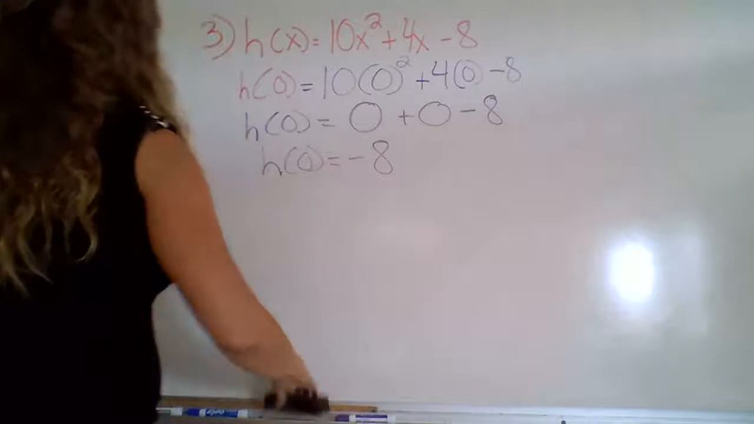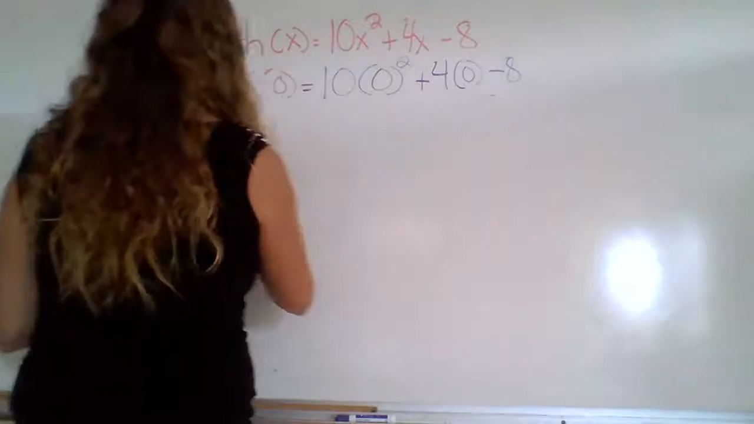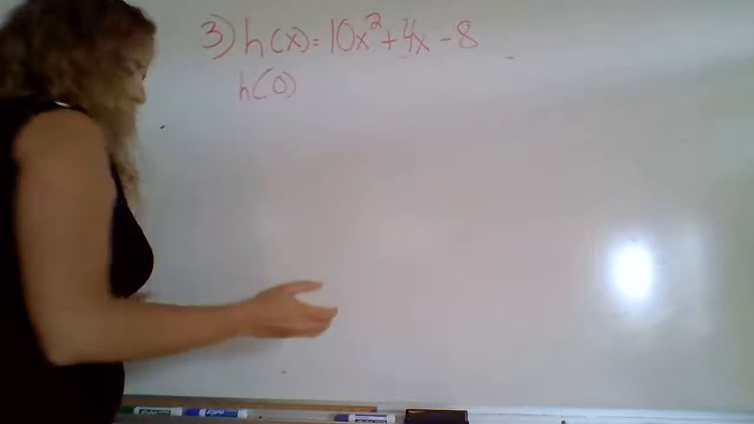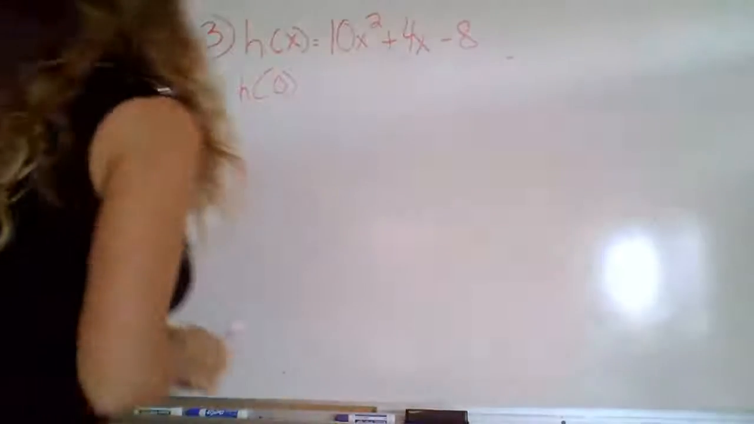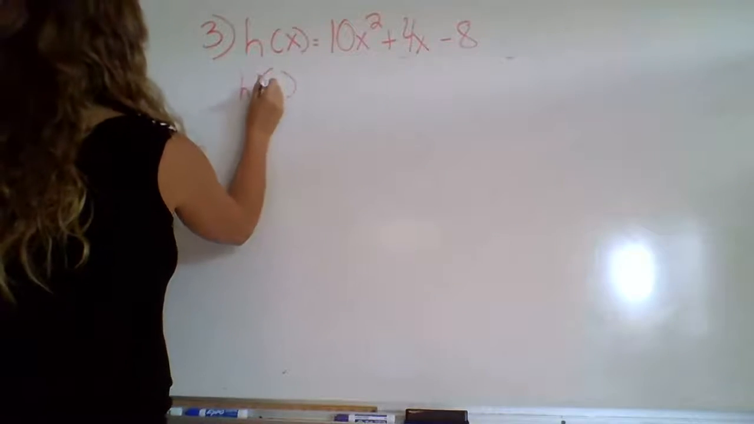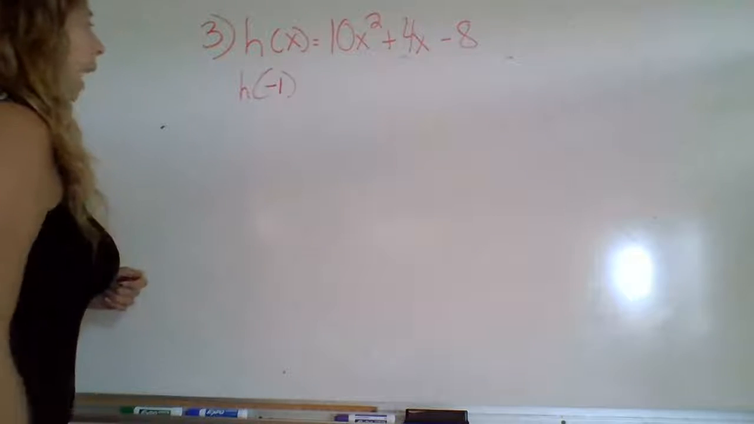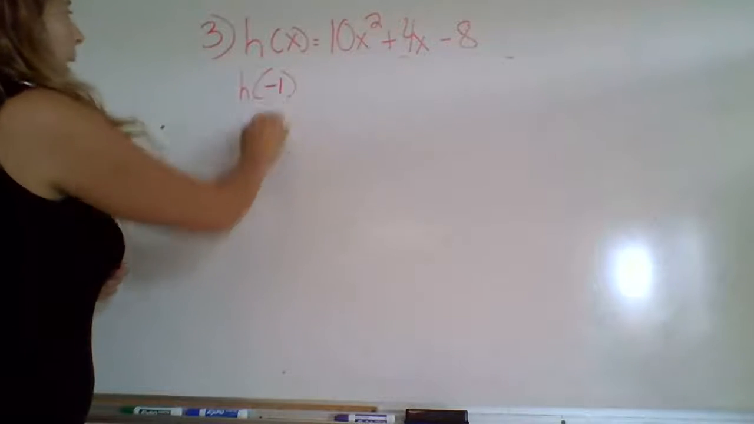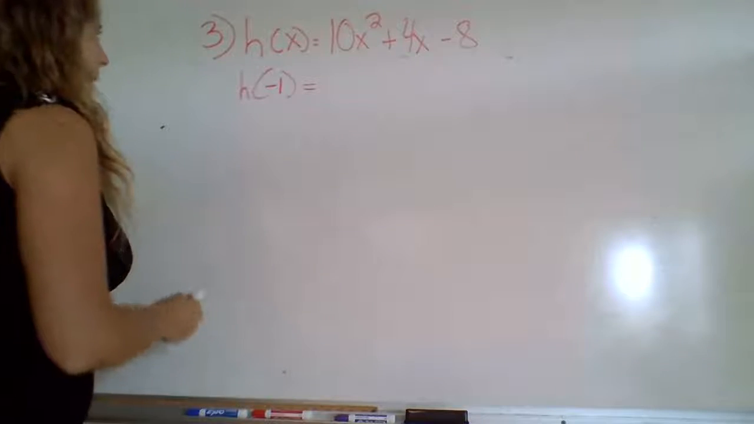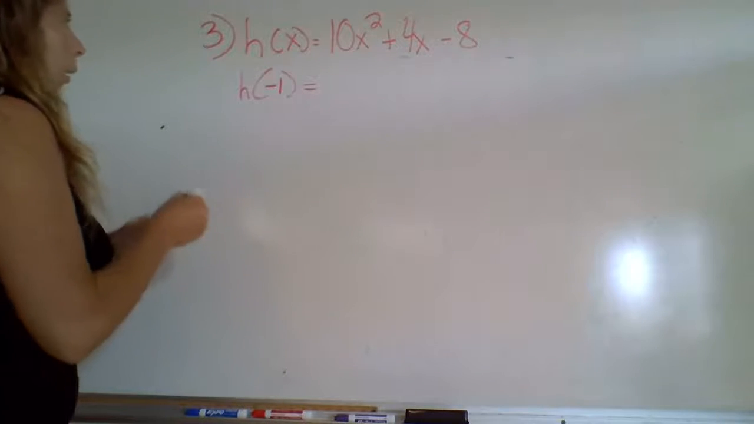All right, and then h of negative 1. So let's switch this to negative 1. So now I'm substituting negative 1 in for x. X is equal to negative 1. So everywhere I see an x, I'm substituting in negative 1. Here, I'll color code it.